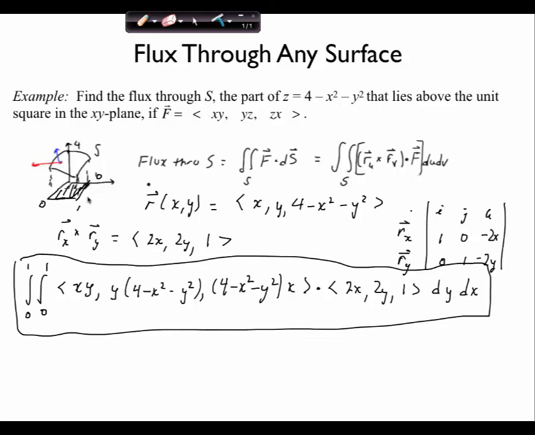Questions on this? And what does this find? This finds the flux, the flow rate of this field through that little part of the paraboloid. Questions before we get to the harder one? That's going to be an easy one. Any questions? We good? Can I erase? Okay.